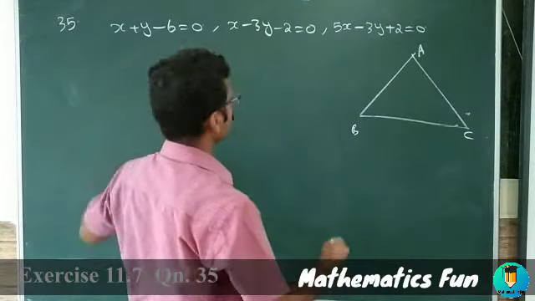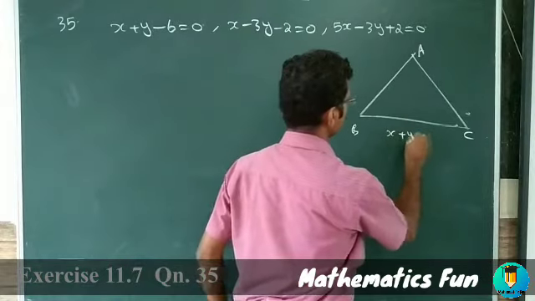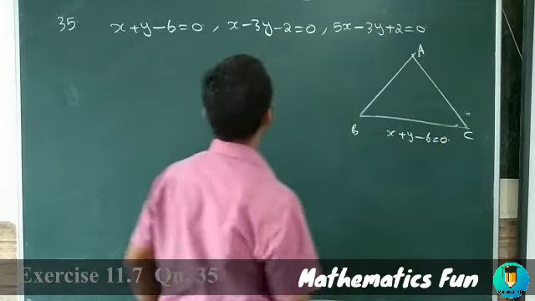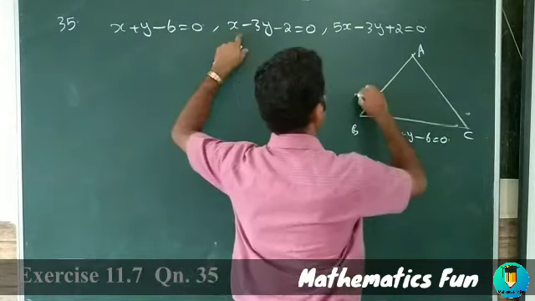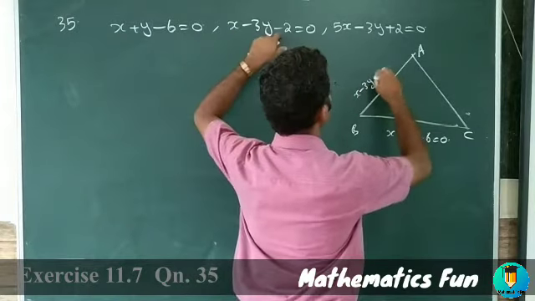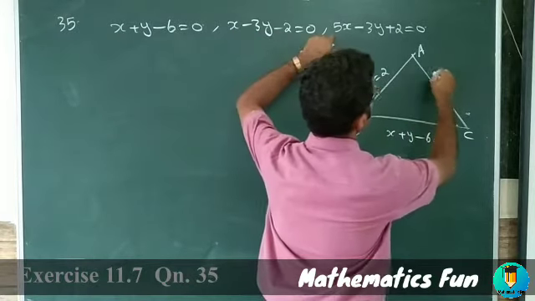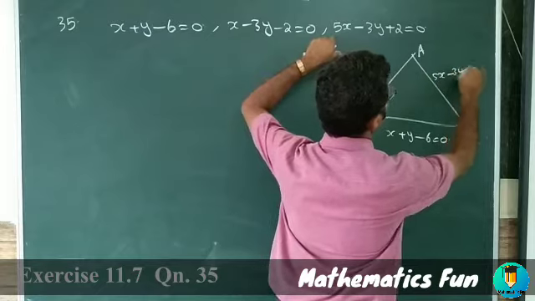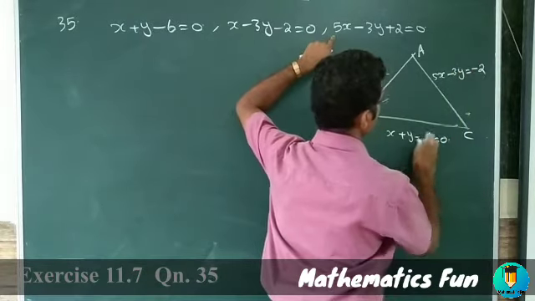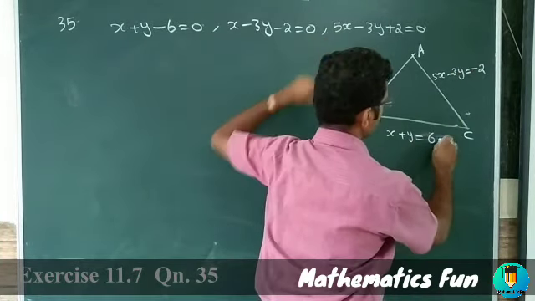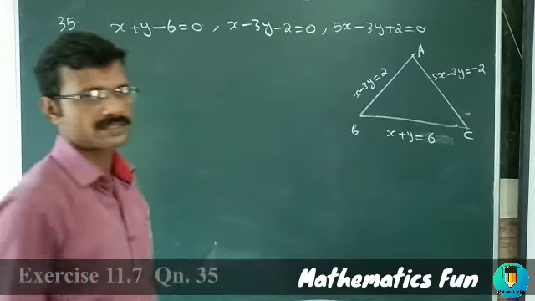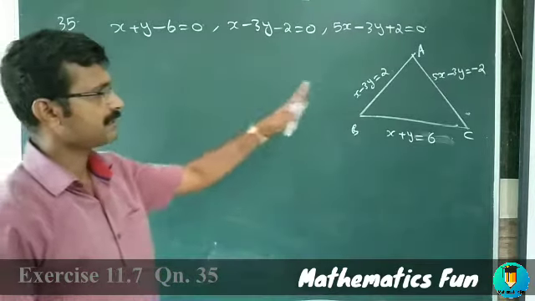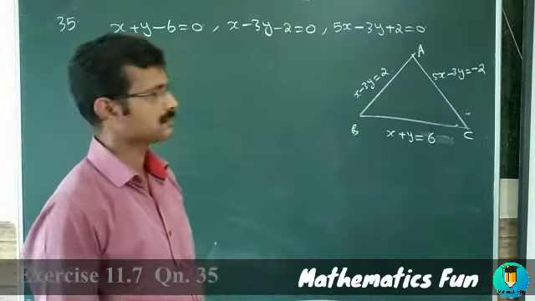Three sides are there. I am taking one of the sides, it is x plus y minus 6 is equal to 0. This is x minus 3y is equal to 2, I am writing it. This is 5x minus 3y is equal to minus 2. This is also I am writing like that, x plus y is equal to 6. Three lines, three sides. We have to find out the area of this triangle.